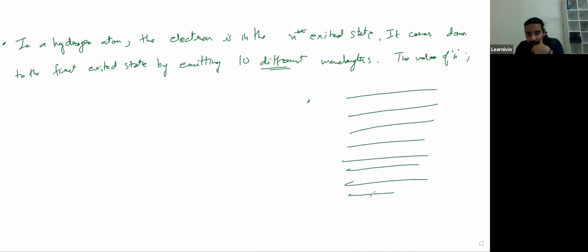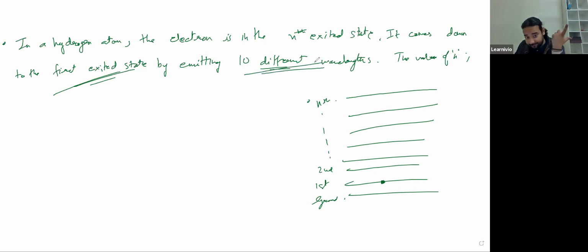Just so, essentially, let's just think about this. So you have the ground state, which is the lowest energy state. Then you have the first excited state, you have the second excited state, and so on. So you have the nth excited state. Now it's saying that it comes down to the first excited state, right? So this is where it finally ends up. And they're also saying that there are 10 different wavelengths that come out. If there are 10 different wavelengths, what does that mean? That means that there are 10 different transitions, right?